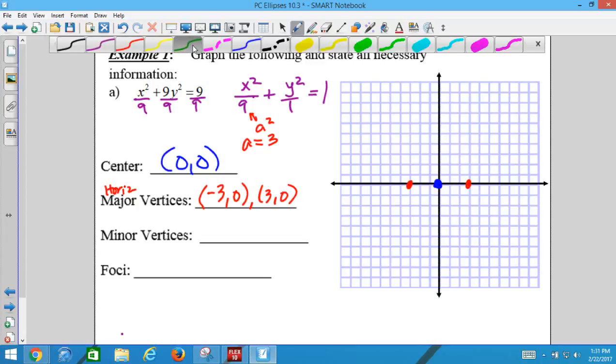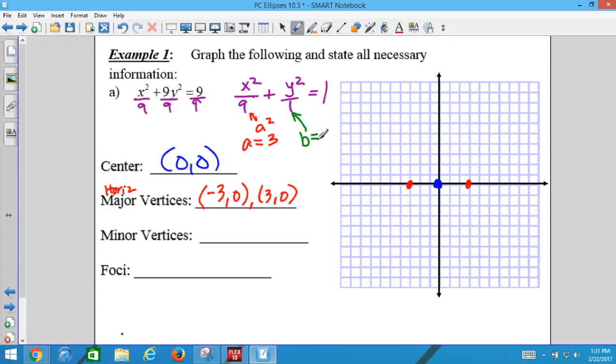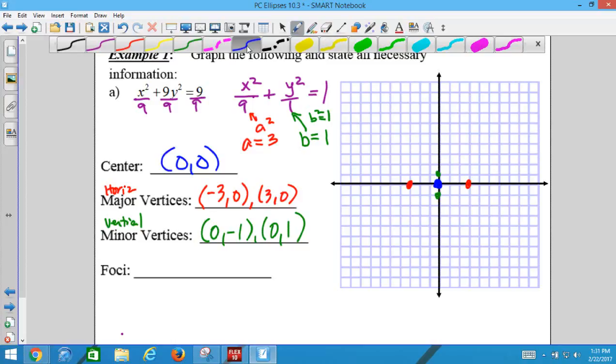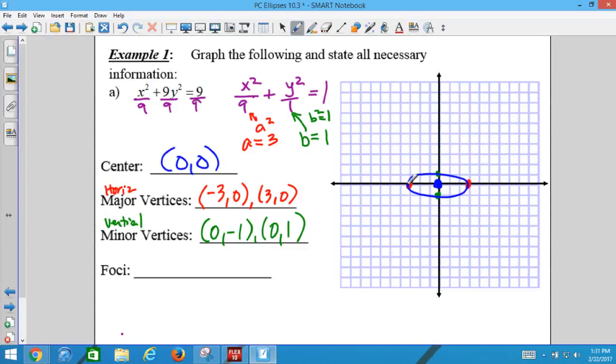Minor vertices. So we need to know what b is. b squared is 1, so b is also 1. The minor vertices are going to be vertical. That means we're going to go up 1 and down 1 from the center. What ordered pairs are those? And at that point, you can carefully draw an ellipse. Try not to make it look like a parallelogram or rhombus. Some people make it look like that. Try to round it. It takes some practice.